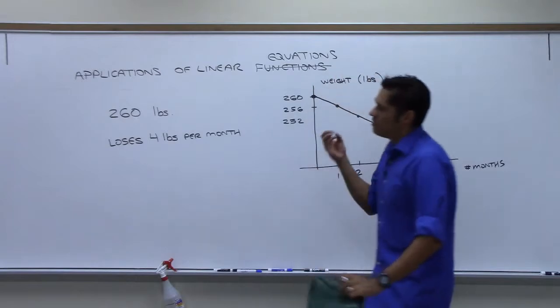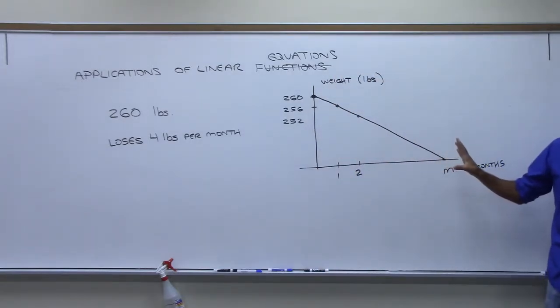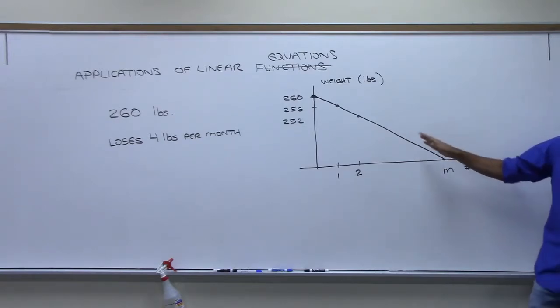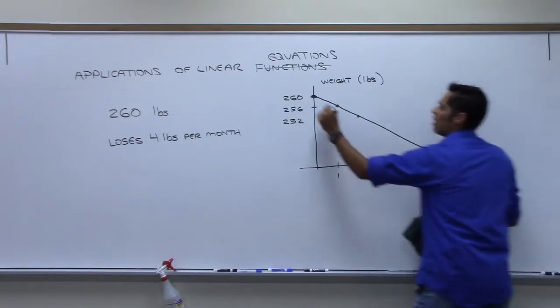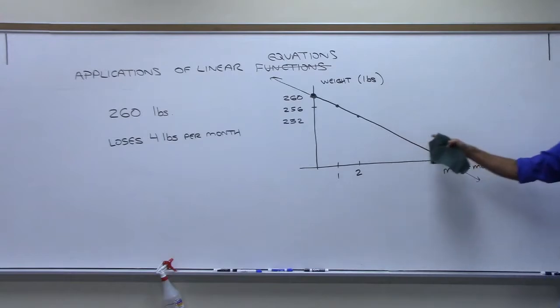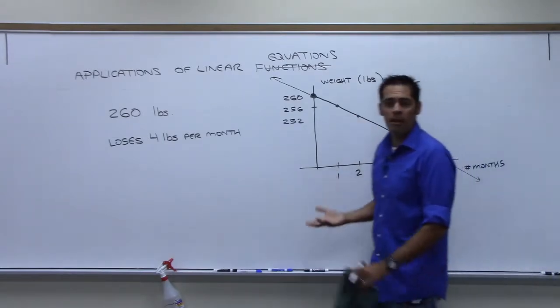Okay, so what we want is a linear equation that models this. So you can see the line. What do we already know? If we were to imagine that our line went forever in each direction, what is this point on a line? Our y-intercept, isn't it? So in terms of an equation, we know what the y-intercept is.